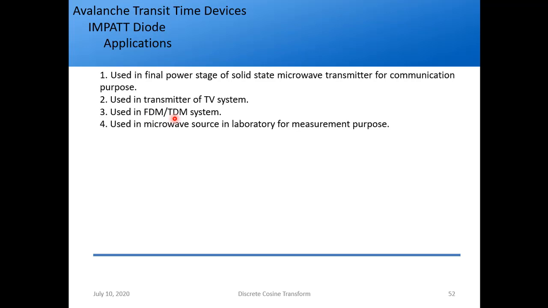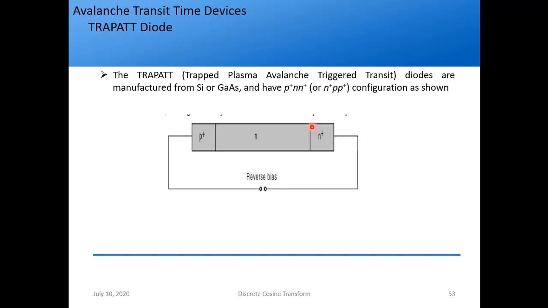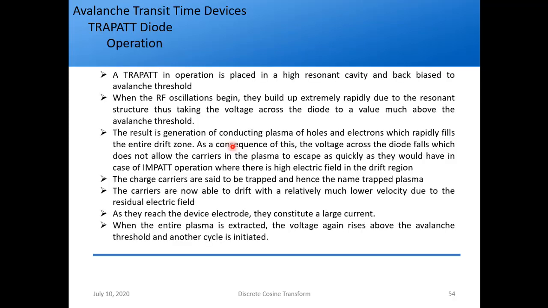The next is the TRAPATT diode, which stands for Trapped Plasma Avalanche Triggered Transit. Why it is called trapped plasma is because in this junction the plasma is formed and it is actually trapped in. So let's see how it is actually trapped. It is placed in a very high resonant cavity and reverse biased to the avalanche threshold. Again, we are keeping the reverse bias very high so that we get the avalanche effect which we saw in the operation of the impact diode.